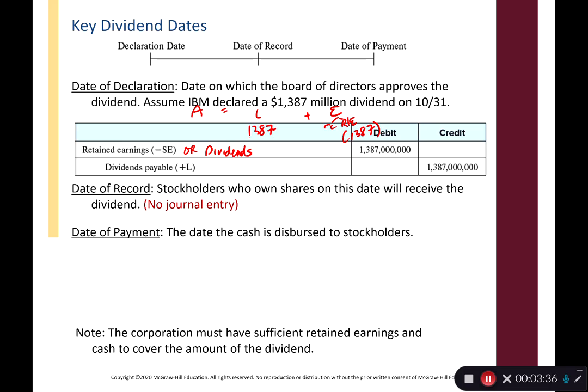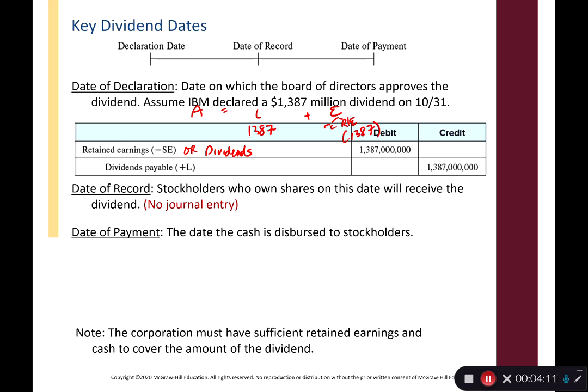Then you have the date of record, which is the date the stockholder has to own the shares in order to receive the dividend. So there's no journal entry required on the date of record. It's basically for bookkeeping purposes. The date of record determines who we send the checks to. So if you own the shares on the date of record, at the end of the day, you're going to receive the dividend. Even if you sell the shares the next day before the dividend is paid, because you own the shares on the date of record, you receive the dividend. So you have to own the shares on the date of record to receive the dividend payment.